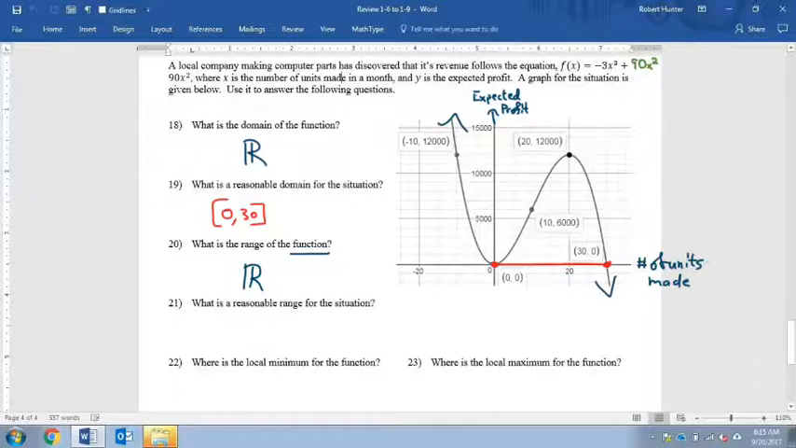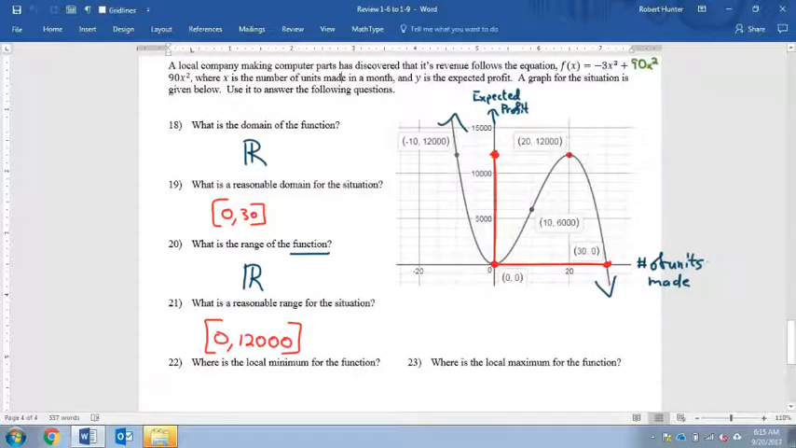What is a reasonable range? Well, if this is our reasonable domain, our reasonable range, well, the lowest point within that red line I drew is 0. The highest point is 12,000 right there. What is a reasonable range for the situation? Well, 0, that's the least amount of profit you can make, to $12,000. That's the highest profit you can make. Let's get rid of the comma, because I don't want to confuse it with the other one.